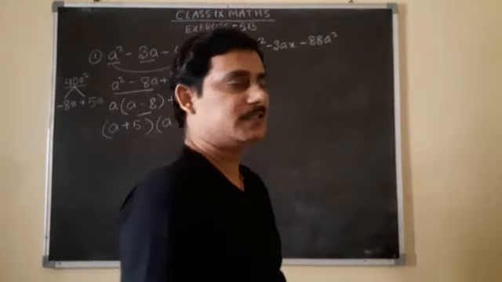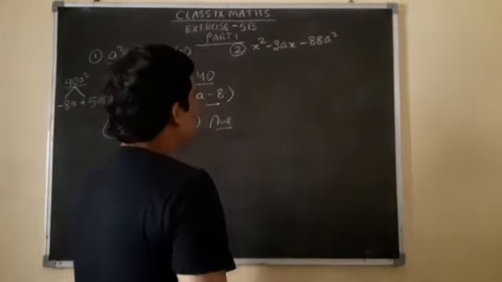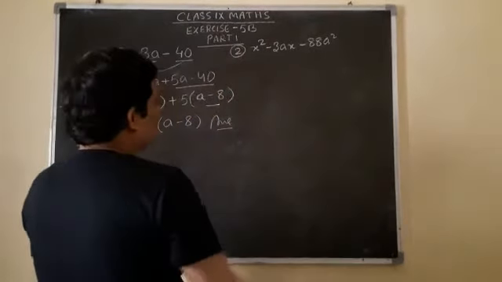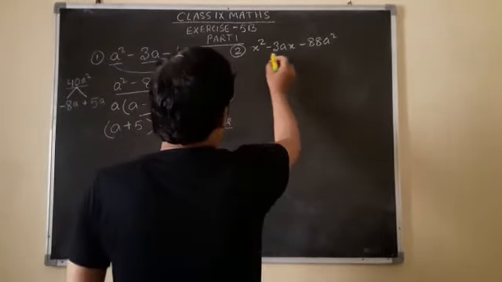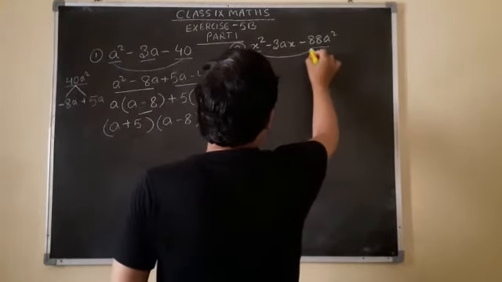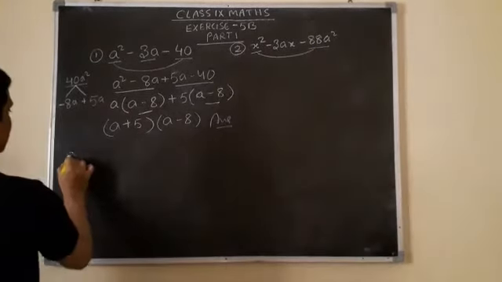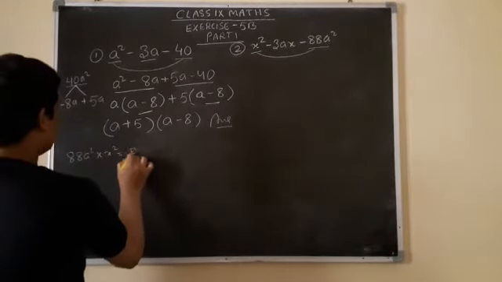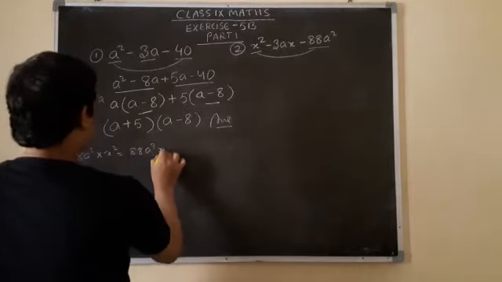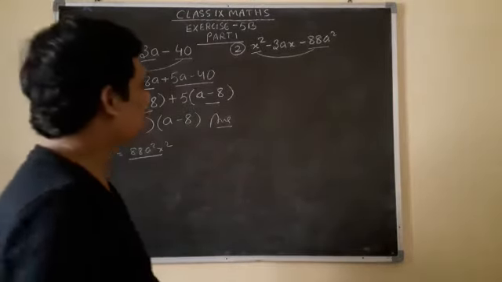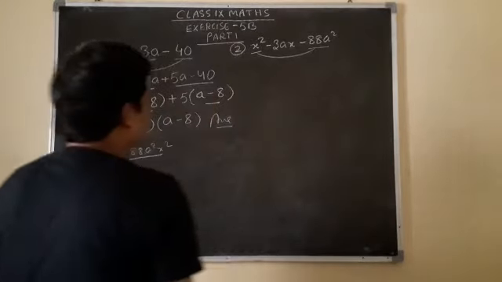Now let us see the second question: x square minus 3ax minus 88a square. Let us see how we will split this middle term. For that, as I told you, we have to multiply the extreme terms. So what will be the product? 88a square into x square, that is 88a square x square. Now we have to split this 88 into two parts such that their sum must be minus 3.